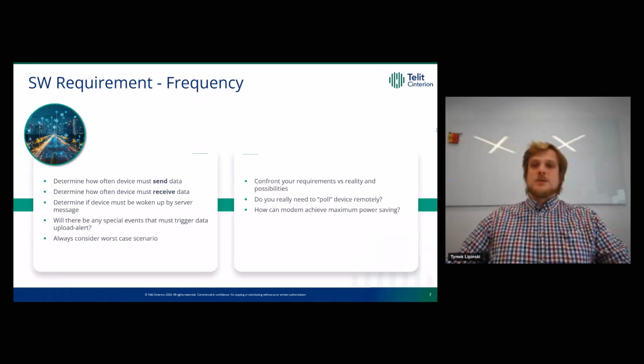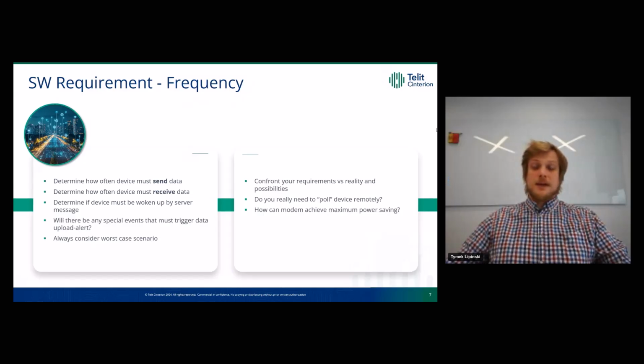So if we want to poll the device externally, will there be any special events that must trigger a data upload, in terms of alerting, like vibration, temperature, or other physical external events around the device? And we always have to consider the worst case scenario. This is where usually our systems fail, because we haven't figured out the worst case scenario for our device.